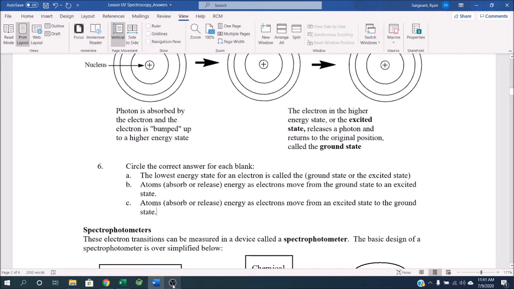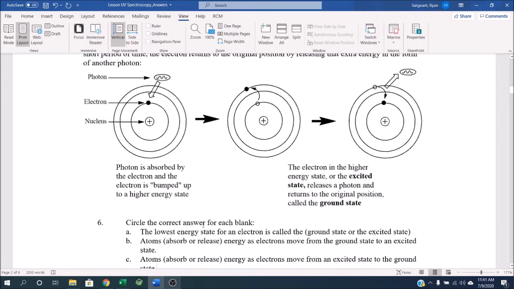Now let's try to summarize our thinking on this one. Based on the diagram above, what we should have realized is that the lowest energy state for the electron right here is referred to as the ground state. When an atom absorbs energy, the electrons move from the ground state to the excited state. That's what's happening: the photon comes in, and the atom itself actually absorbs the energy into the electrons, and they pop up to a higher energy state. And then the atoms will release energy when the electrons drop from a high energy state back down to their ground state again.